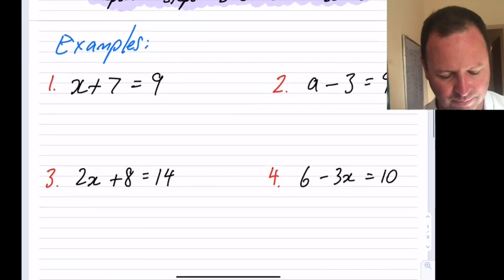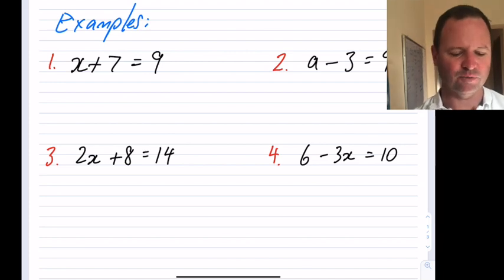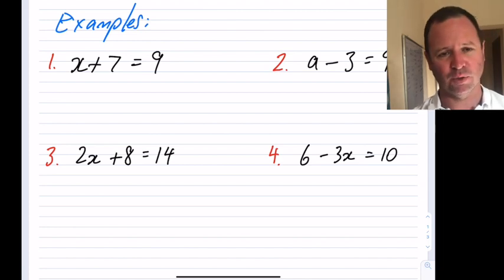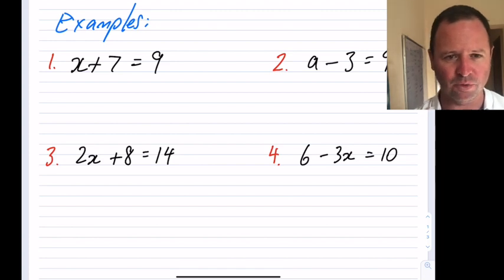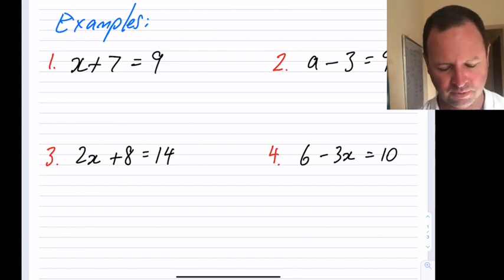When I say what's it doing, is it adding, subtracting, multiplying, or dividing? The opposite of adding is subtracting. The opposite of subtracting is adding. The opposite of multiplying is divide. The opposite of divide is multiply. So you've got to know those relationships between the two of them.